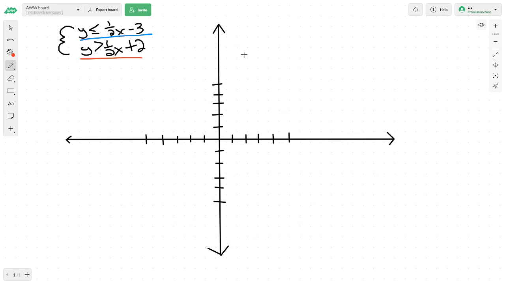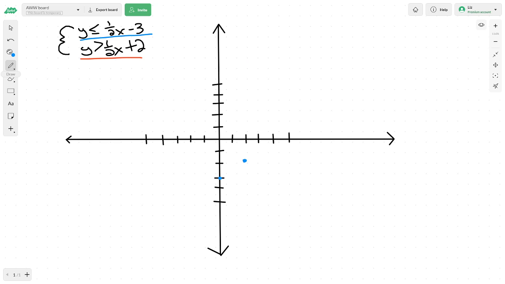Let's look at one more example here. So I have y is less than or equal to 1/2 x minus 3. That's going to be my blue line. And then y is greater than 1/2 x plus 2. That is going to be my red line. So let's start with my blue line here. Negative 3 is my y-intercept. And my slope is 1/2. So I'm going to go up 1 over 2.